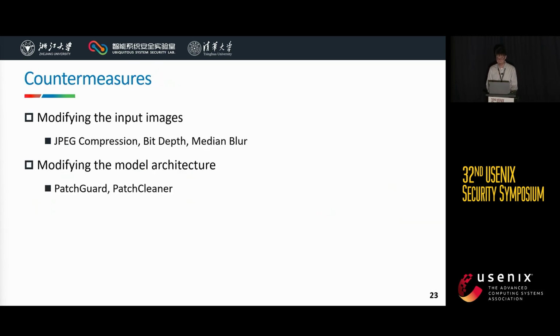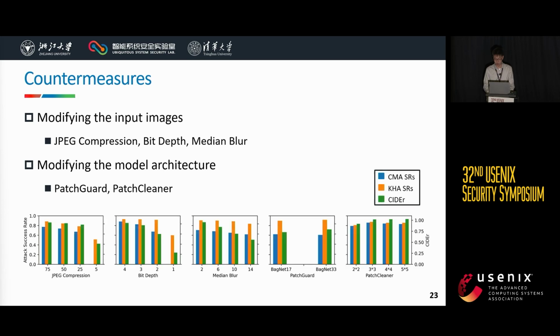To mitigate CAPatch attacks, we evaluate 5 existing defenses against adversarial patches. They can be classified into 2 groups, that is, modifying the input images and modifying the model architecture. The results show that those defenses can reduce our attack success rates to some extent, but impair the performance of image captioning heavily.